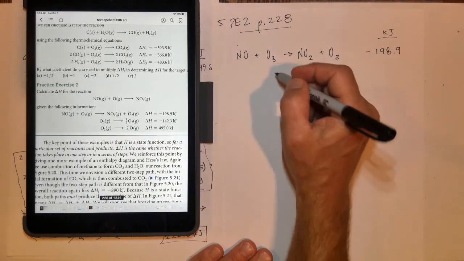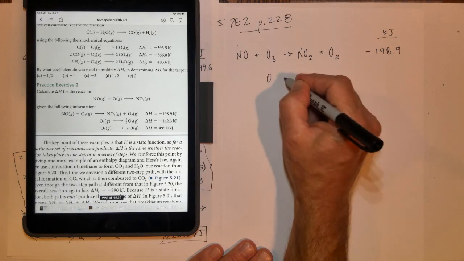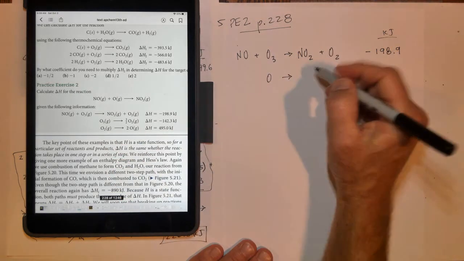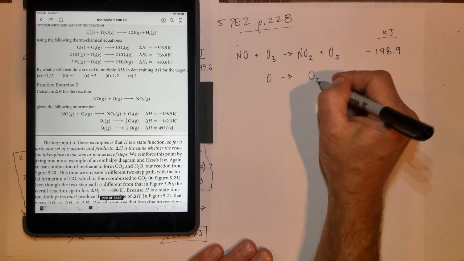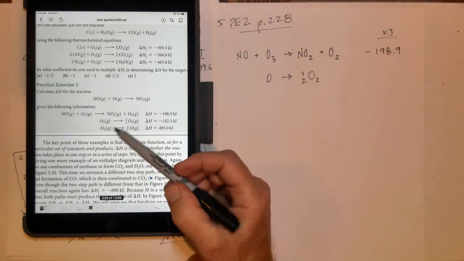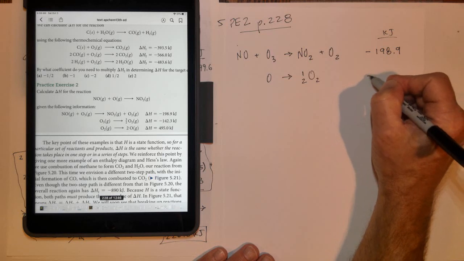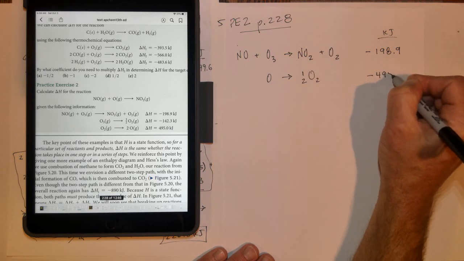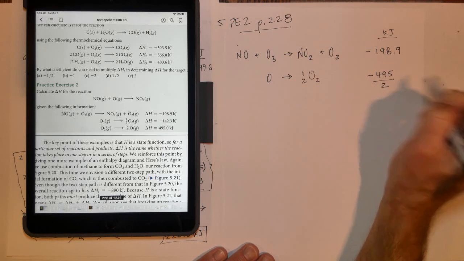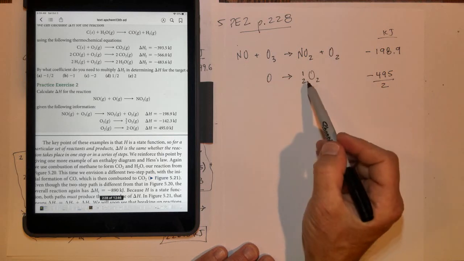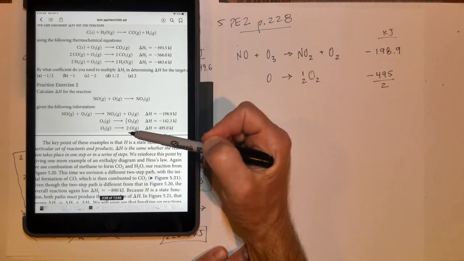So when I flip this around, I end up with O goes to, and then it would be O2 over here, but that would be multiplied by 1/2, or cut in half, right? And then the enthalpy, since it's flipped around, would end up being negative 495, and I'd have to divide that by 2, because remember I divided the reaction by 2 because I only want 1 of these O's.